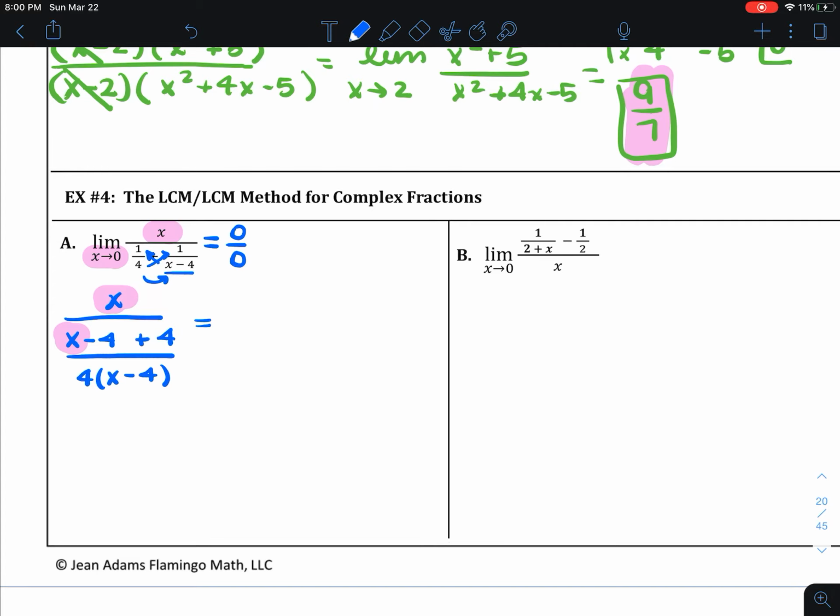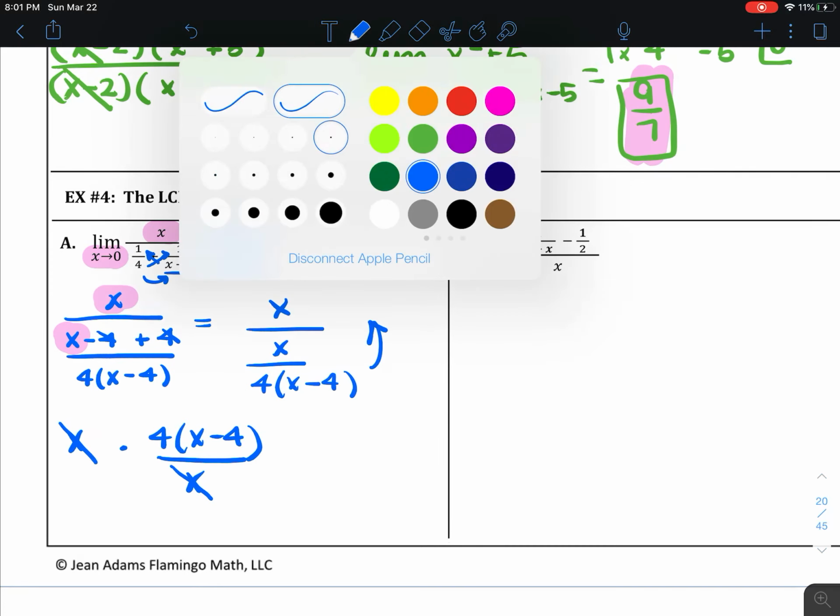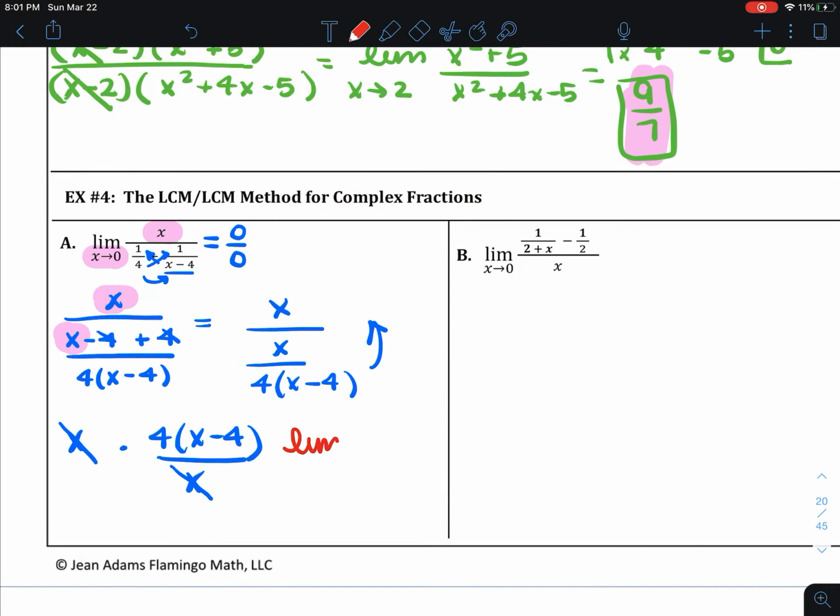They will cancel out. And so I'm going to keep the x from the numerator. I see these 4's cancel each other out. And so now I have x over x minus 4. When we have division of a denominator, we're going to flip that up, and so we have x from the numerator times 4 times x minus 4 over x. And there we see them cancel out, which is great because that means we're ready to take the limit. And so we have the limit as x approaches 0 of 4 times x minus 4, which happens to be negative 16.